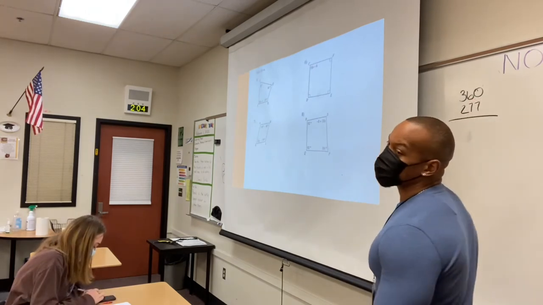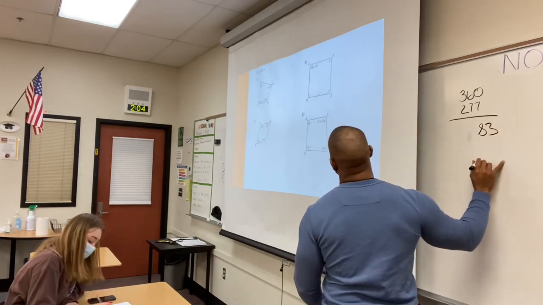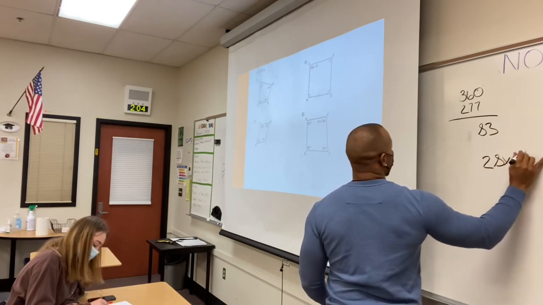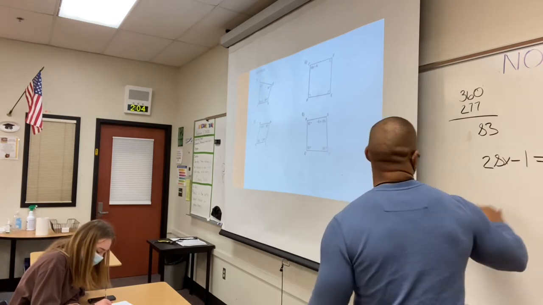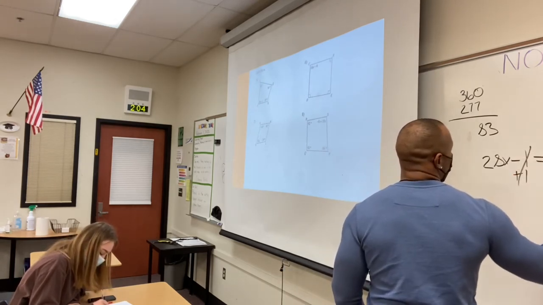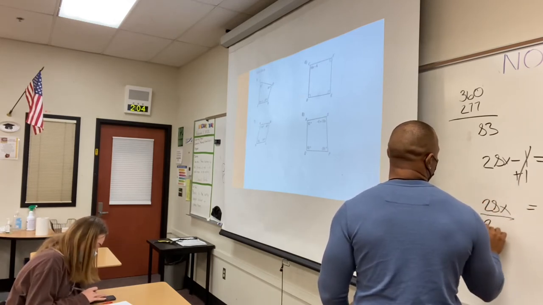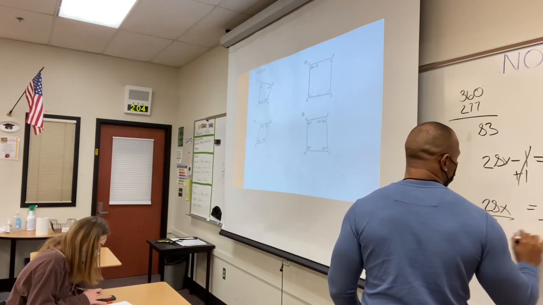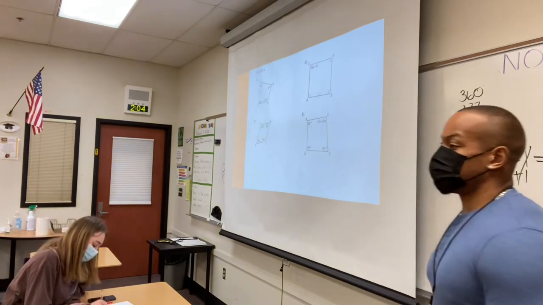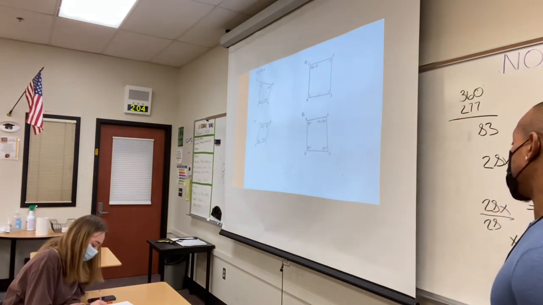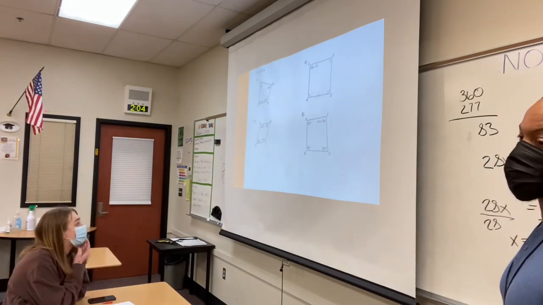Okay. 360 minus 277 is what? 83. Okay, 83. Same process. We're going to write our algebraic equation. 28x minus 1 equals 83. Now, plus 1 plus 1. We have 84. We have 28x, okay? What is 84 divided by 28? 3. Okay? Everybody see how that was done? Okay, and this question is asking you to solve for x, okay?